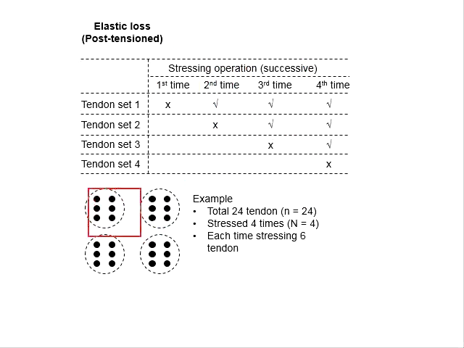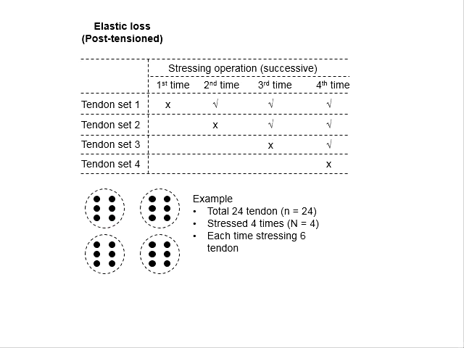Therefore, the tendons are grouped into 4 sets of tendons. The total tendon will be 24, 4 times stressing, and each time 6 tendons are being stressed. Now let us simulate the process. During the first time stressing, the first tendon group is being stressed.